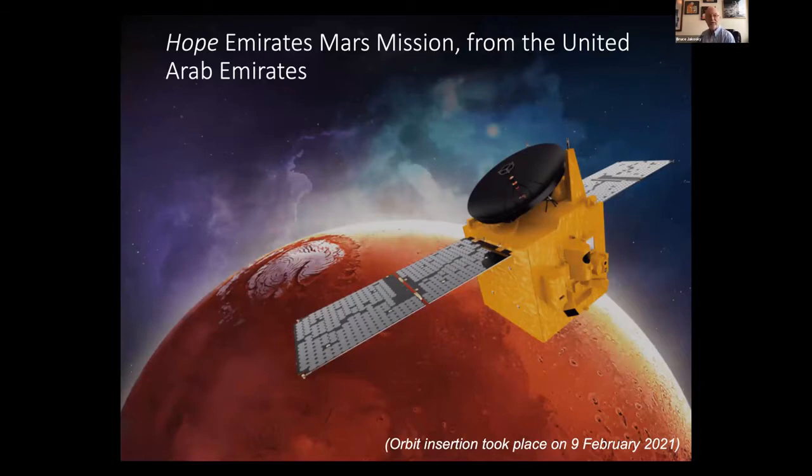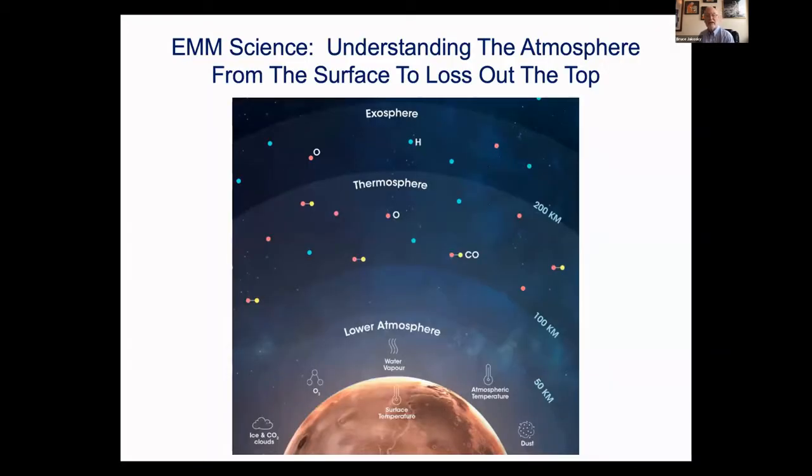I'm also a participant in the Hope Emirates Mars mission, which was launched by the United Arab Emirates, and it went into orbit just before Perseverance got there. It's a small orbiting spacecraft designed with just a few instruments to look at the atmosphere, and it's going to look at the atmosphere from the very bottom of the atmosphere, where what you think of as weather happens, to the middle atmosphere and the upper atmosphere, where the gases can escape to space.